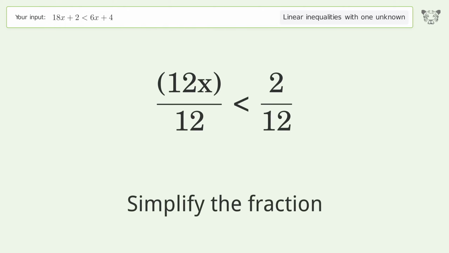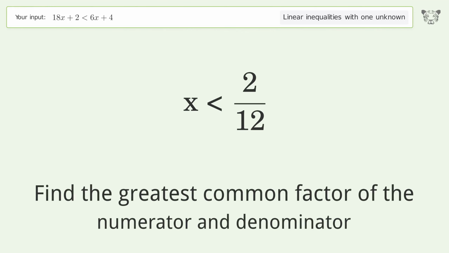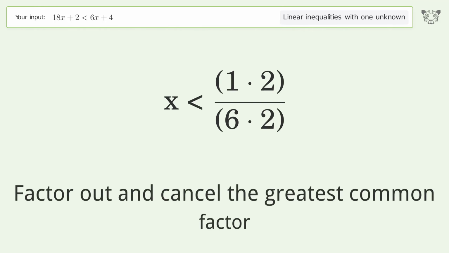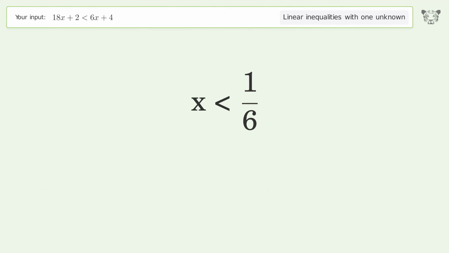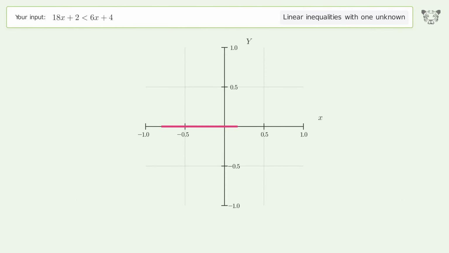Simplify the fraction. Find the greatest common factor of the numerator and denominator. Factor out and cancel the greatest common factor. Plot the solution on a coordinate grid. And so the final result is x smaller than 1 over 6.